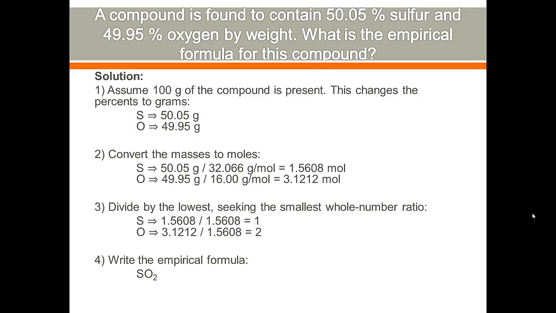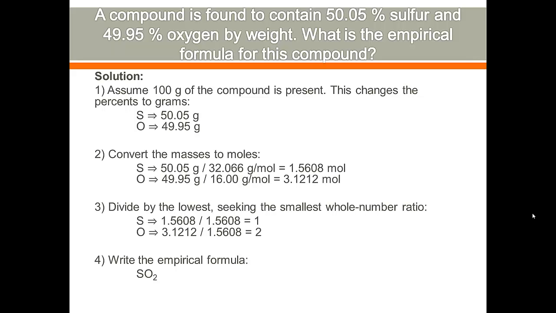To do that, we need to know how many moles we have. But we can't really do that with percents, so our first goal is to take those percentages and change them into grams. To do that, we assume that there are 100 grams of the compound present. That allows us to say, if we have 50.05% of 100 grams being sulfur, then I have 50.05 grams of sulfur.